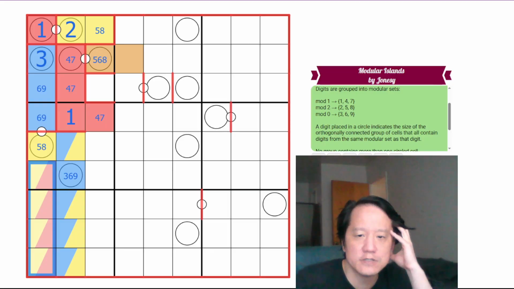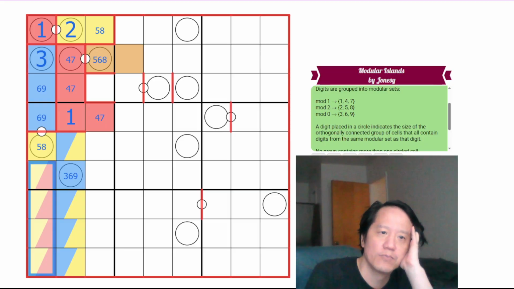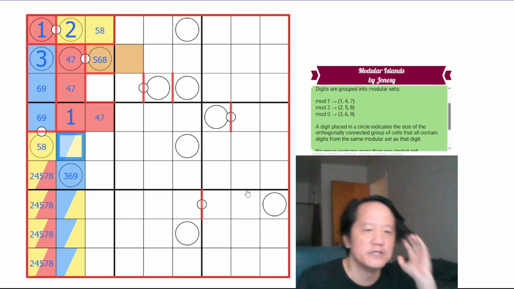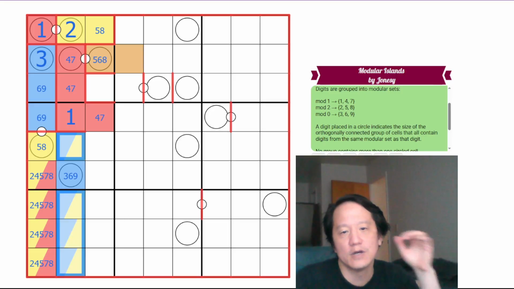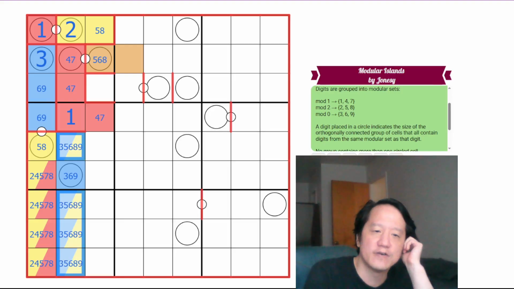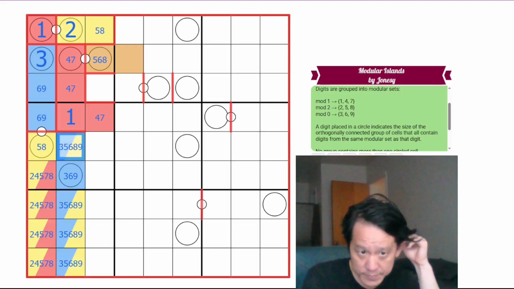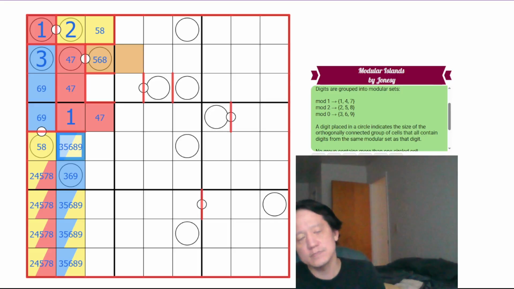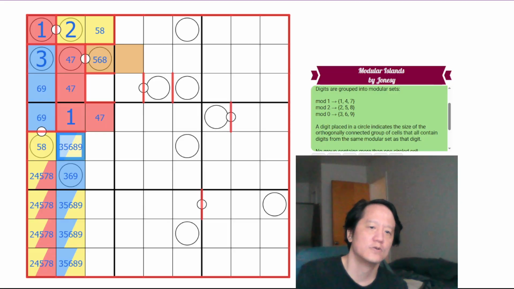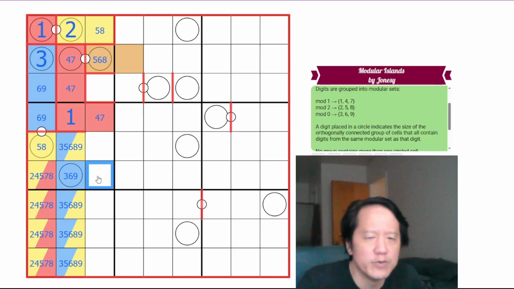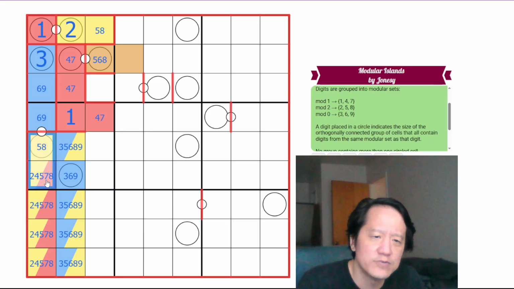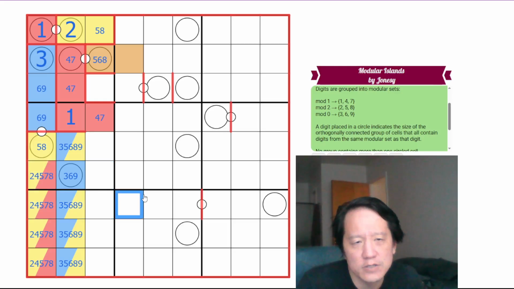Okay, remaining digits in column 1. We have 2, 5, 8, and 4, 7. Remaining digits in column 2, we have 3, 6, 9, and 5, 8. Can this ever be yellow? Yeah, it could. You could have 2 yellow here, and then going yellow around that way. It's possible.